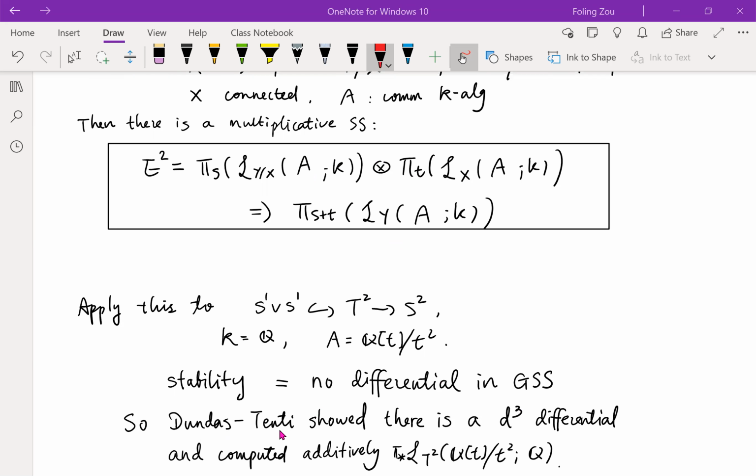So what Dundas and Tenti have shown is that there is actually a D3 differential in this Greene spectral sequence. And this is the only differential, and they can thus compute, at least additively, all the homotopy groups of the Lode on T2 of this algebra Q[t] mod t squared.